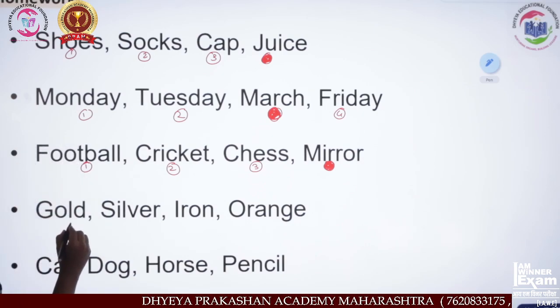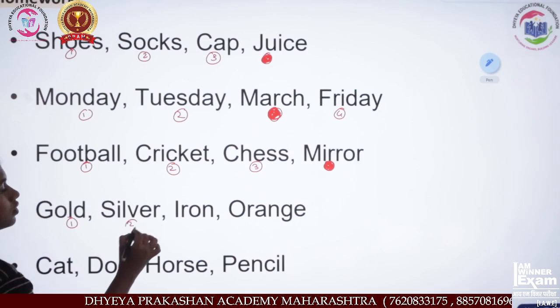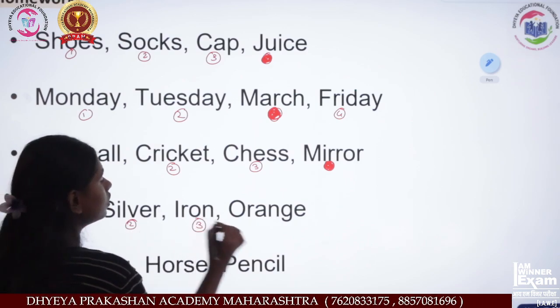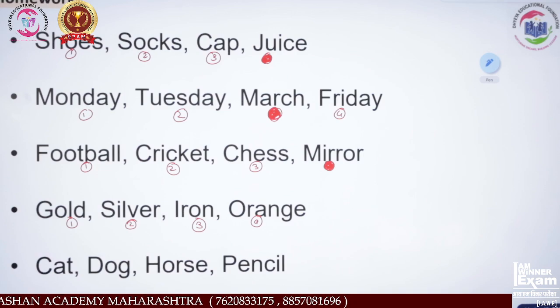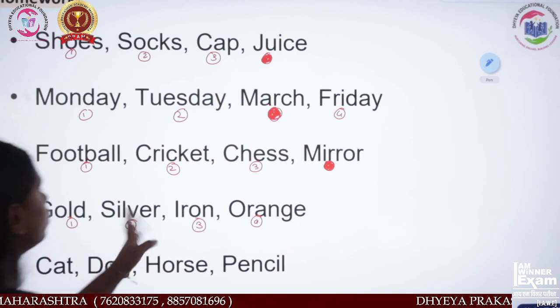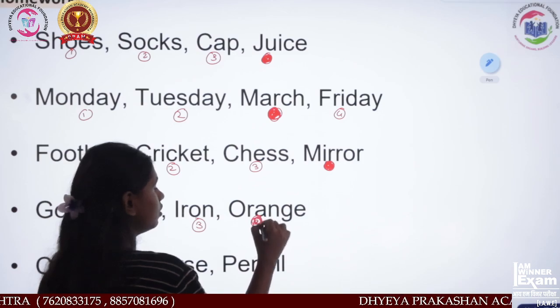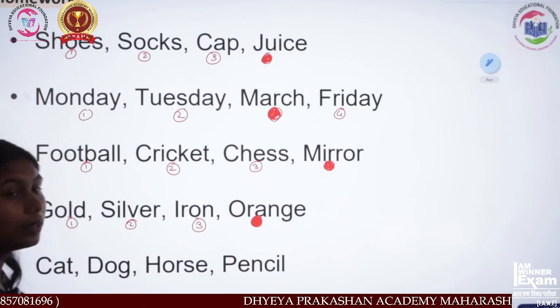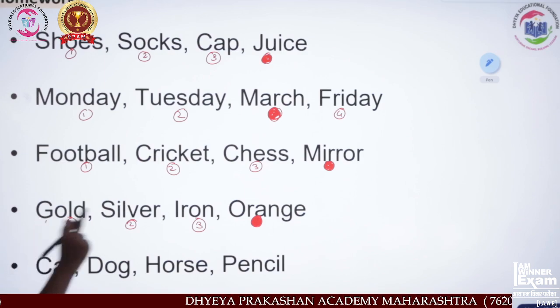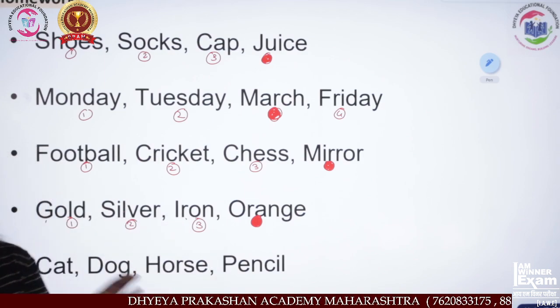Okay. The next, gold, silver, iron, orange. Now which is the different here? That is the fourth one, the orange. Why orange? Because orange is a fruit or a color. But gold, silver and iron are metals.